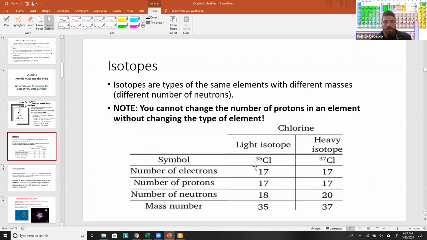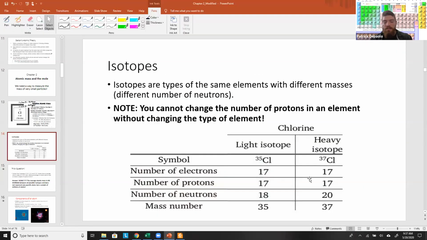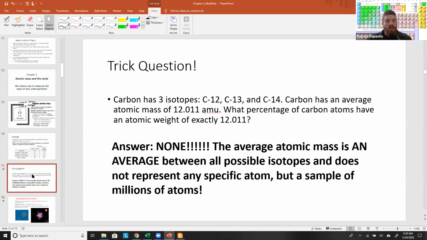That every chlorine has 17 protons because it's atomic number 17 right over here. Then the number of electrons, that can change, but right now we'll just say it's 17 each because it's neutral. And the number of neutrons changes in each of the isotopes. So you have a lighter isotope, which has 18 neutrons, and a heavier isotope, which has 20 neutrons. And then the masses will therefore be different because protons and neutrons correspond to the mass, which we'll talk about in the next 2 slides.